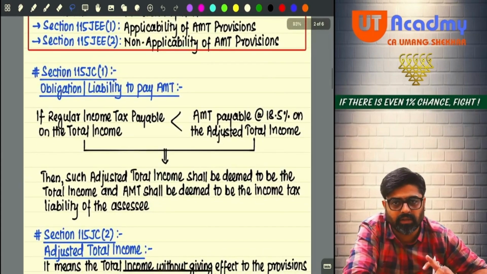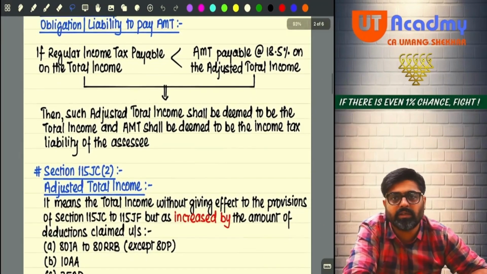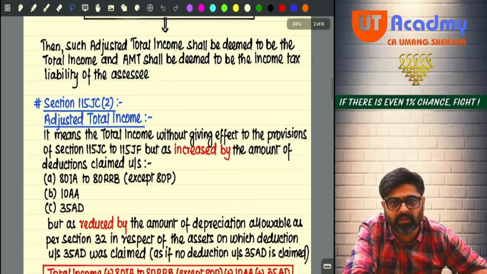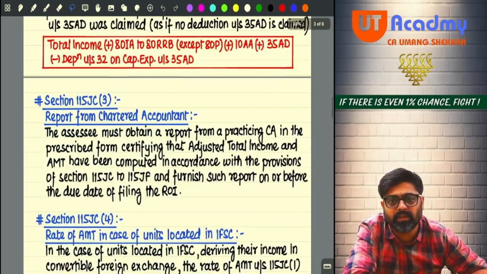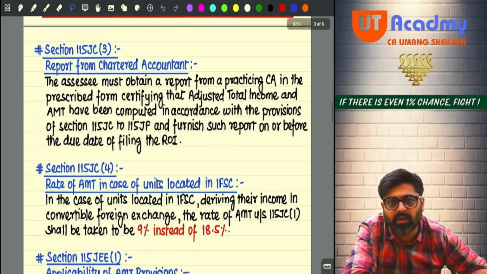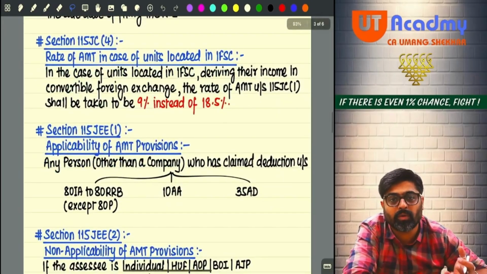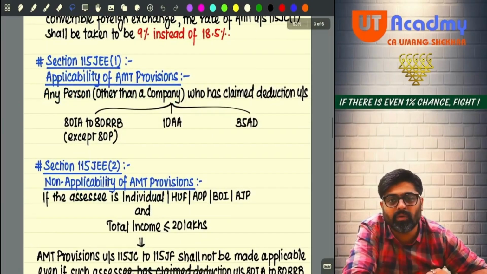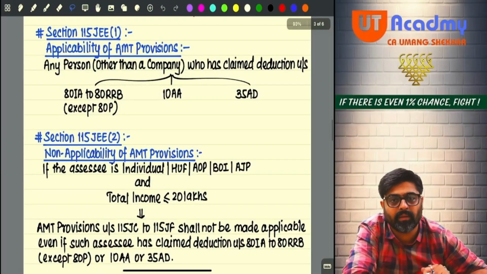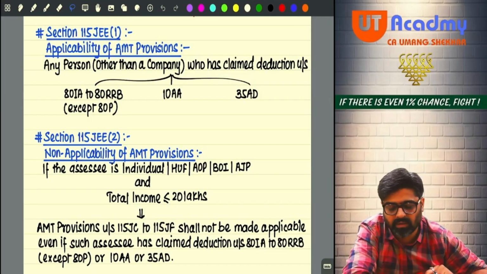And see, 115JC(1), when are you liable? 115JC(2), how to calculate adjusted total income. Then 115JC(3), report from a chartered accountant. 115JC(4), instead of 18.5%, 9% rate is there. 115JEE(1), to whom the provisions are applicable. 115JEE(2), when the provisions are not applicable. Even if these three deductions are claimed, the provisions of AMT will not be applicable.